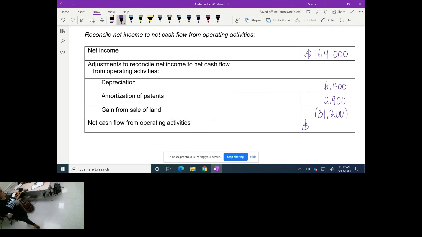And that's really not too bad. When we start looking at the changes in the asset and liabilities accounts, it's more.